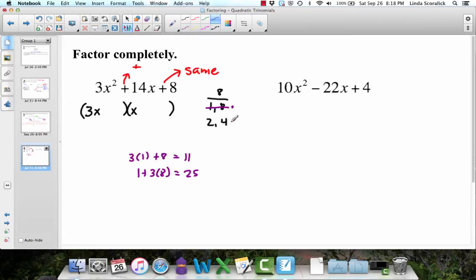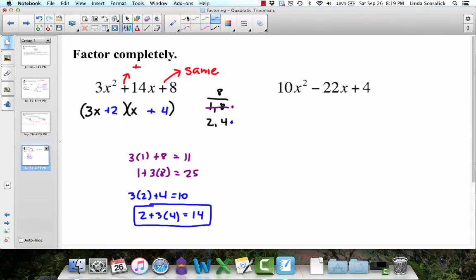What about the 2 and the 4? Let's test those. 3 times 2 plus 4. That's 10. What about 2 plus 3 times 4? That's 14, and that's the combination that we want. So what this shows us is that the 4 has to multiply by the 3, so it's going to go in that other set of parentheses. We know that they both need to be positive, and that means that the plus 2 goes over here. The final answer here, factored form, is 3x plus 2 times x plus 4.